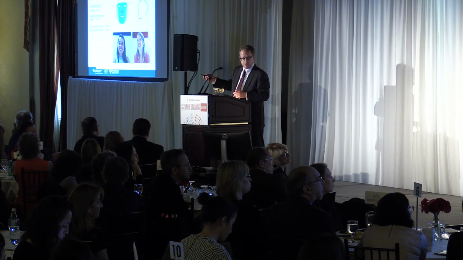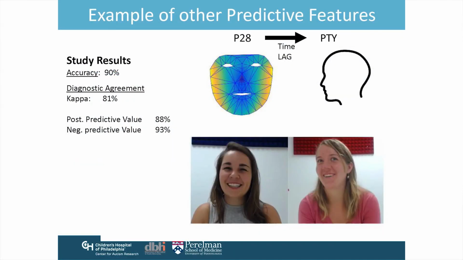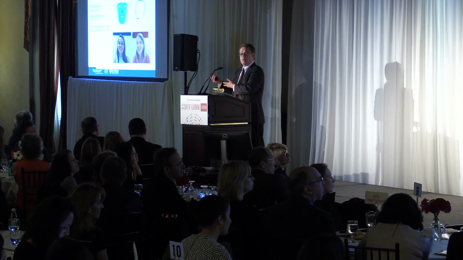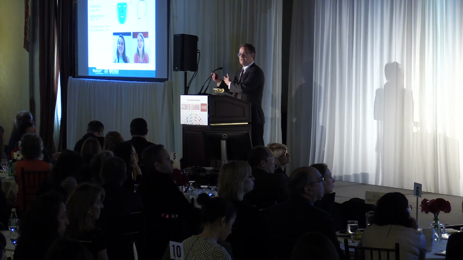And I'll show you one more if I can move it. Okay, this is another feature that was predictive in that model. In this case, the woman on the right is engaged in almost some rocking behavior, and she leans forward. And that was atypical. That didn't happen very often in the typically developing adults as well. It's not that noticeable, but the computer picks it up and says, this is distinguishing the groups.